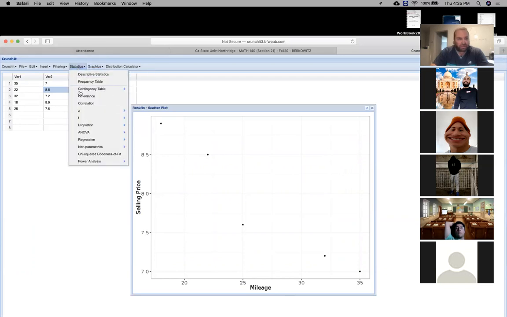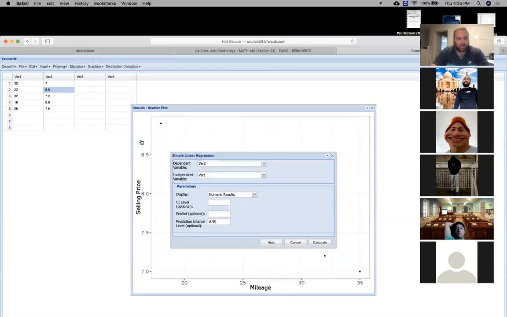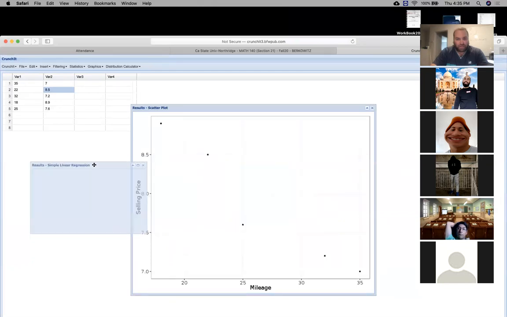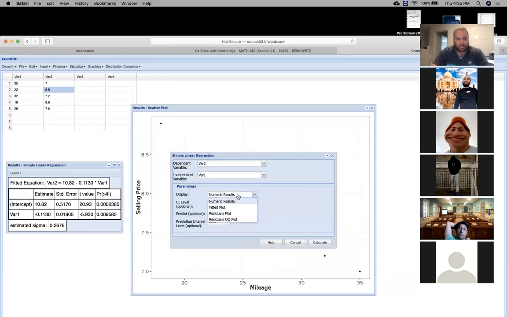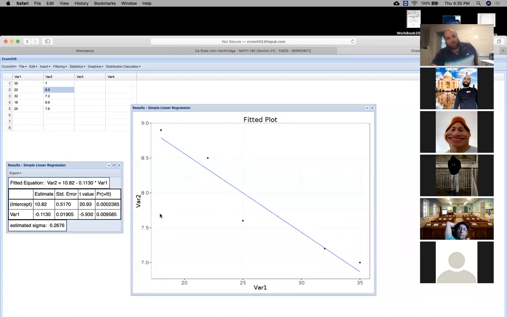And then I go to statistics and I go to regression and I say it's simple linear. Dependent is my Y, independent is my X. If I want numerical results, it gives me my equation. And I can go back to regression, simple linear, and this time I want fitted plots. And there it is. Oh, it goes back to variable 1 and variable 2. So I guess it can't do everything, but it does a lot. It gives you everything you need. Pretty cool, huh? I hope you got that, because we're back. Okay, so let's continue.